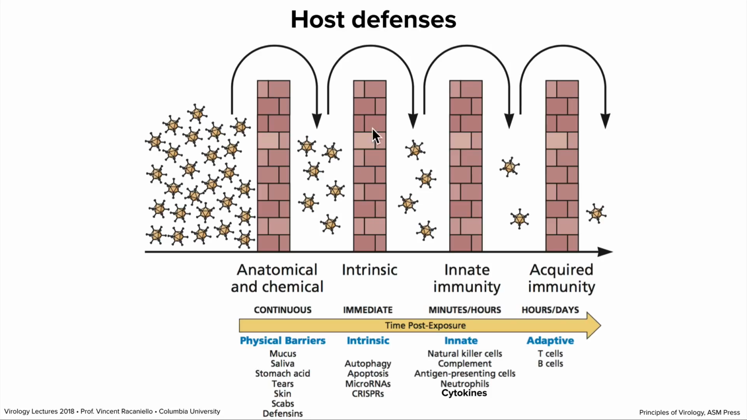If viruses overcome intrinsic defenses, they then encounter innate immunity, which takes anywhere from minutes to hours to be engaged. And this comprises natural killer cells, complement, antigen-presenting cells, neutrophils, and cytokines. And this, again, eliminates most viruses. But if some happen to overcome innate immunity, they will encounter acquired immunity, which takes hours to days to engage, and we'll talk about that next time. At every step here, viruses have evolved ways to overcome these defenses.